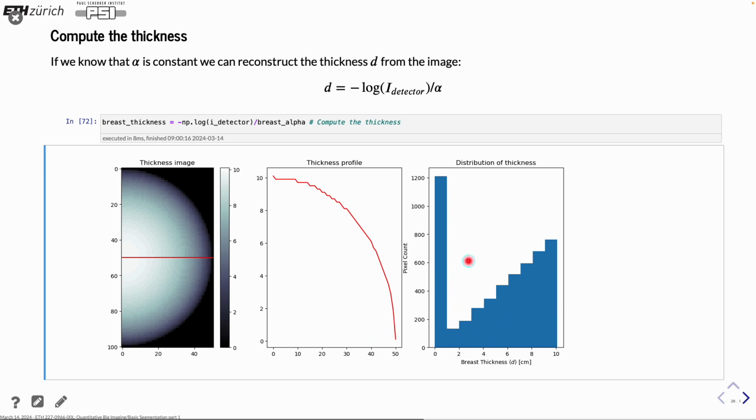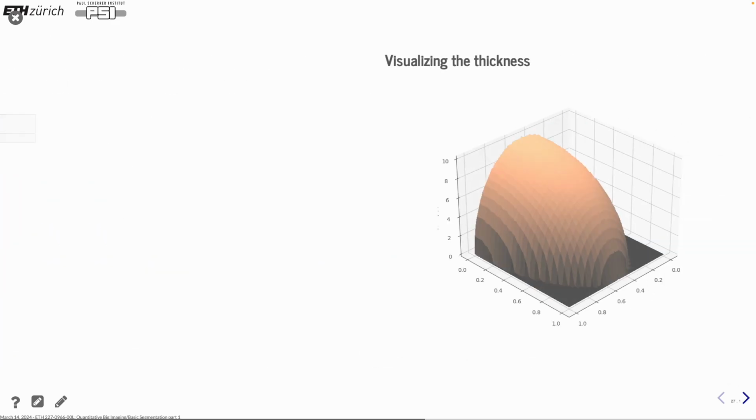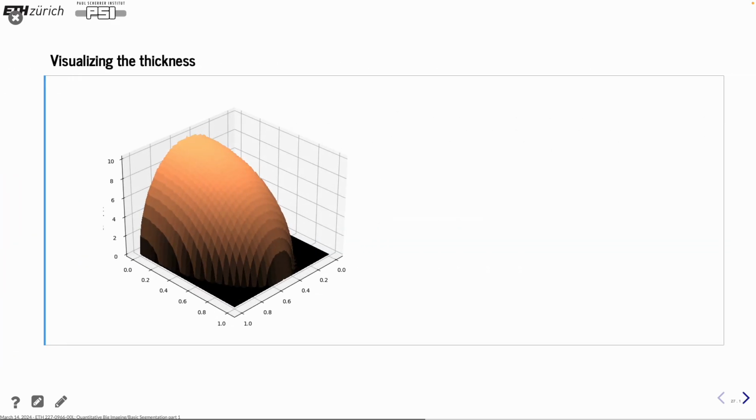And of course, the distribution of thickness is also flipped around in the histogram. If we look at the thickness distribution, it's now not a half sphere, but more something that is projected, going from 0 up to a maximum value.